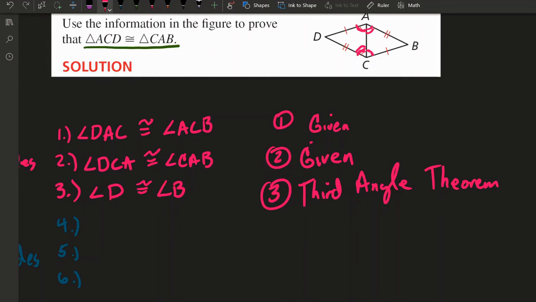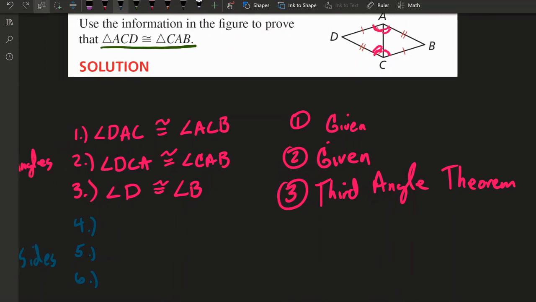All right, so now let's go ahead and move on to the sides. I need to show that the corresponding sides are congruent. So I need to show that side DA is congruent to side CB. And if I look at the picture, DA and CB, that is given. And again, DC is congruent to AB. And I look at the picture, those marks are already there, so again, given.